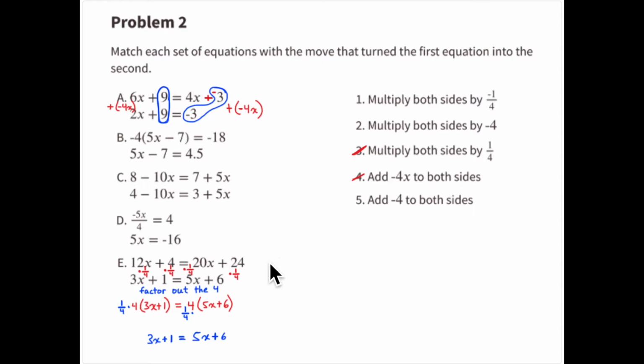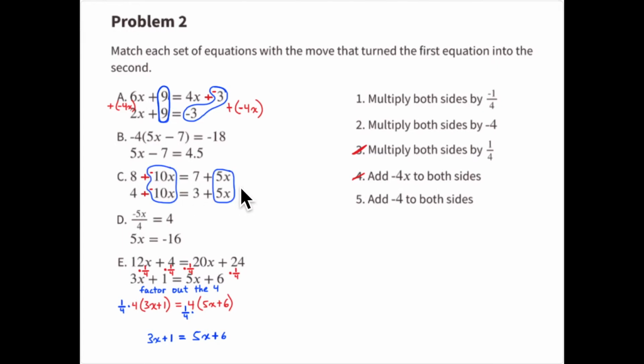Now compare A and E to C. The first thing I'm going to do is change subtracting a positive 10x to adding a negative 10x. And now you can see that two of the terms do not change. This 5x and this 5x, there's no change. And a negative 10x and a negative 10x, there's no change. That tells you that the operation used in C is addition. If it were multiplication, every term would change in the same way. Addition just adds one value to each side, so it only changes one term on each side of the equation.